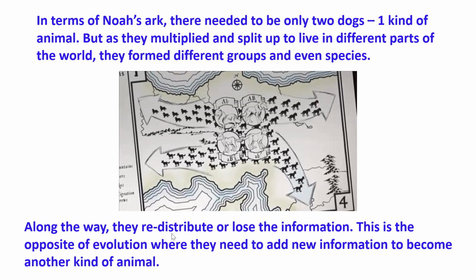And this is the opposite of evolution, where they need to add new information like a D gene or an E gene or an F gene, for example, from scales to change to feathers, right? It's a different gene. You cannot have scales genes suddenly give birth to feathers genes. You need some kind of new information like a D or E or F or G to become another kind of animal.